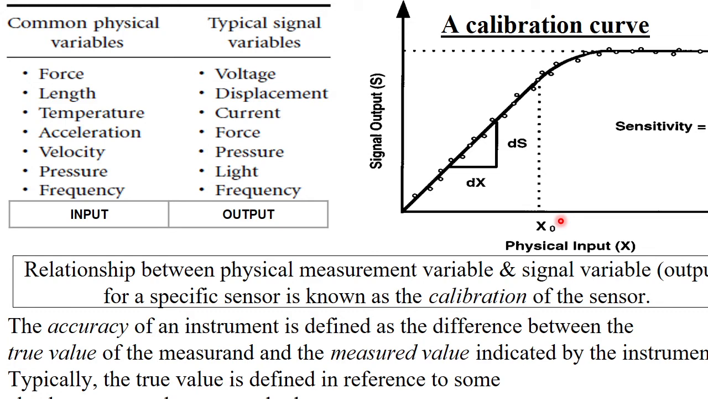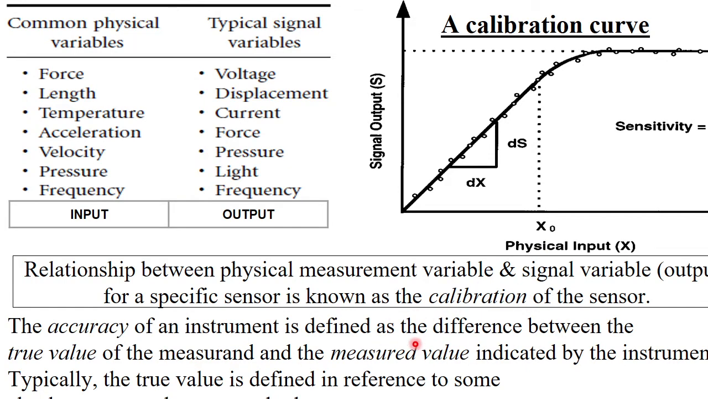Now our interest is measurement of strain. We will be discussing the strain gauge. A particular strain gauge has such a calibration curve. There also we will see up to which range it is linear, and that will be our working range of a strain gauge. The relation between signal variable and input variable is known as calibration of the sensor.